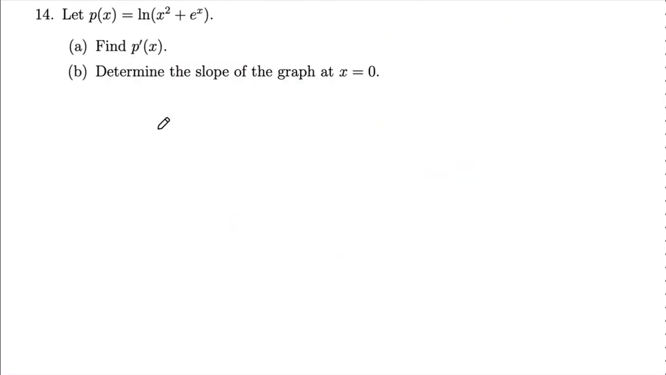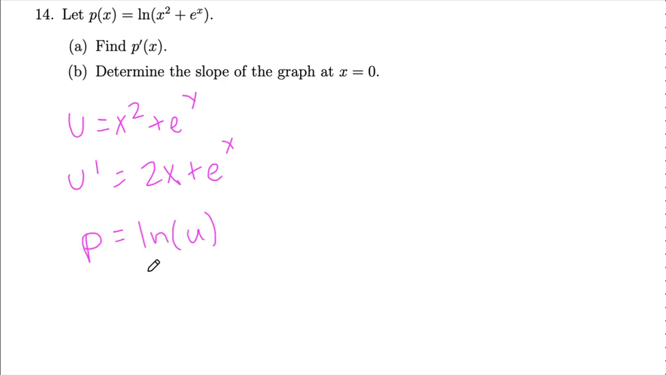Okay, number 14 gives us p equals the natural log of the quantity x squared plus e to the x. All right, so in order to do this, again, we are going to have to use the chain rule. So let's go ahead and let u equal x squared plus e to the x. Let's get u prime, which would give us 2x plus e to the x. All right, and then let's rewrite p in terms of u. And then let's take the derivative using the chain rule. So that would give me 1 over u times u prime.